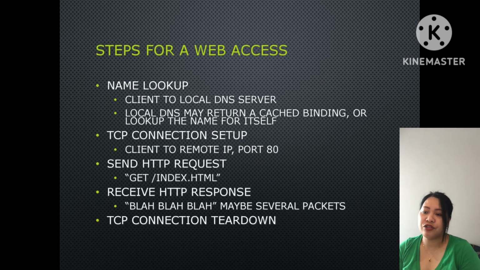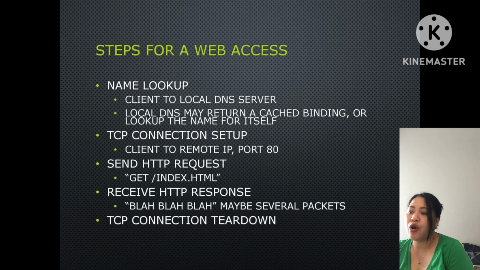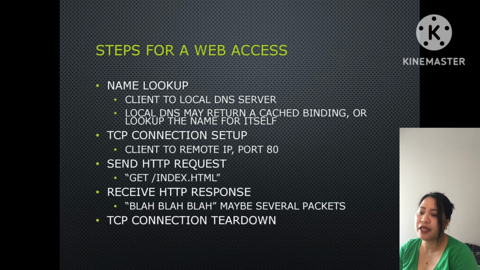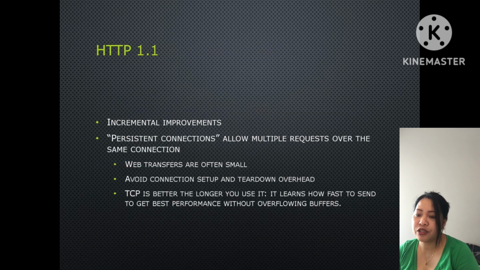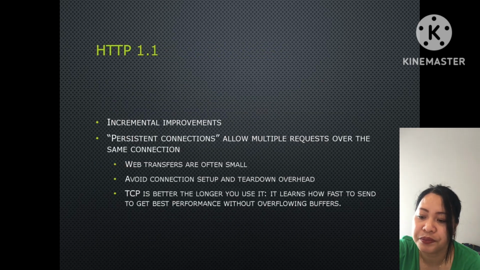Steps for a web access. Name lookup: the client asks the local DNS server. The local DNS may return a cached binding or look up the name itself. TCP connection setup: client to remote IP port 80. Send the HTTP request, get index.html. Receive the HTTP response, maybe in several packets. TCP connection teardown.